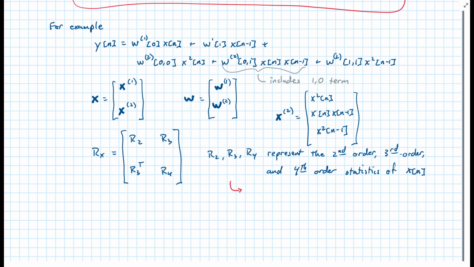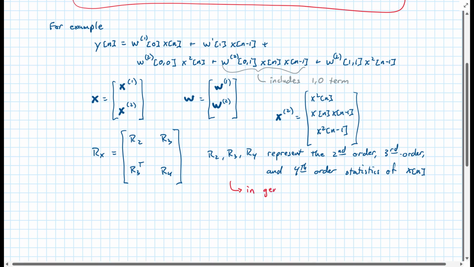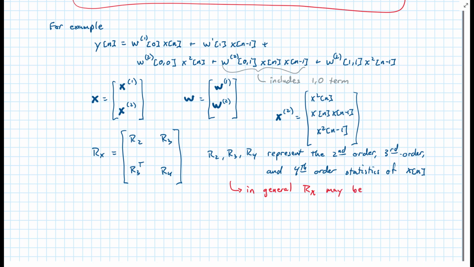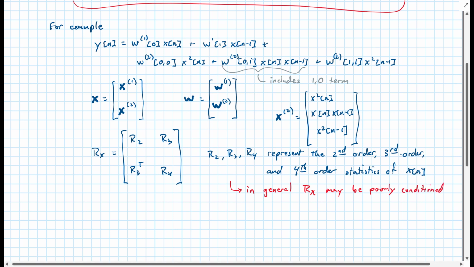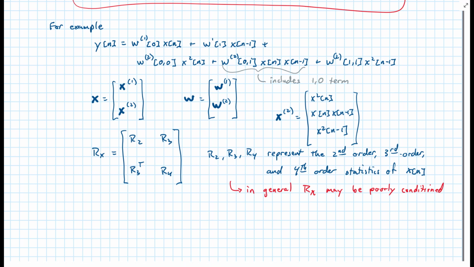This is a problem because, in general, our x may be poorly conditioned. The R4 versus the R2 matrices may have vastly different sizes and problems, so that's going to slow adaptation.